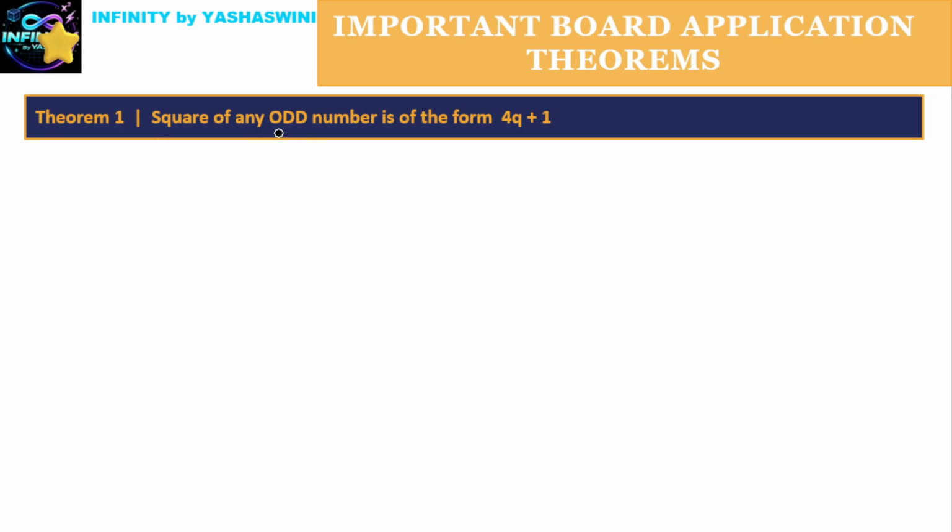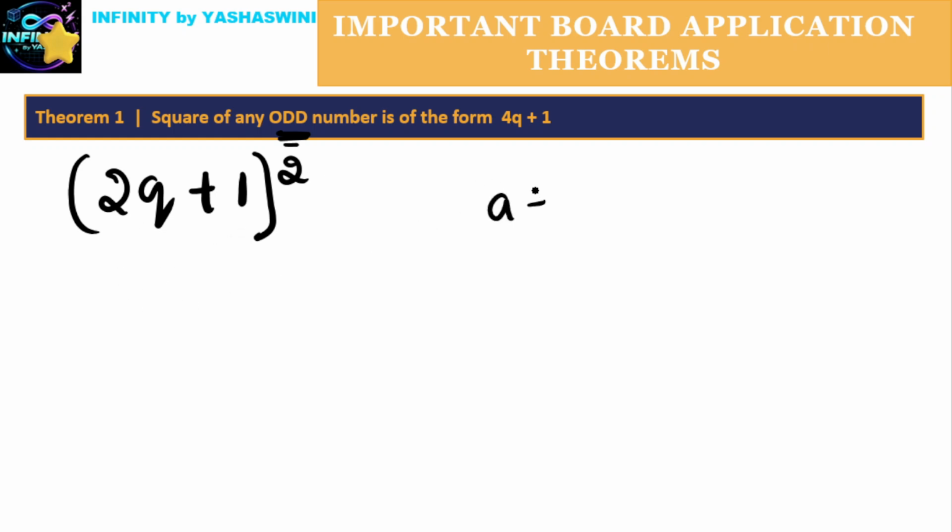Show that the square of any odd number is of the form 4q plus 1. What they are asking here is that the square of an odd number is in the form of 4q plus 1. We already solved that one odd number is 2q plus 1. So let this be an odd number, and when we square this odd number, what happened here? (2q plus 1) whole square. You know that (a plus b) whole square is equal to a square plus 2ab plus b square.